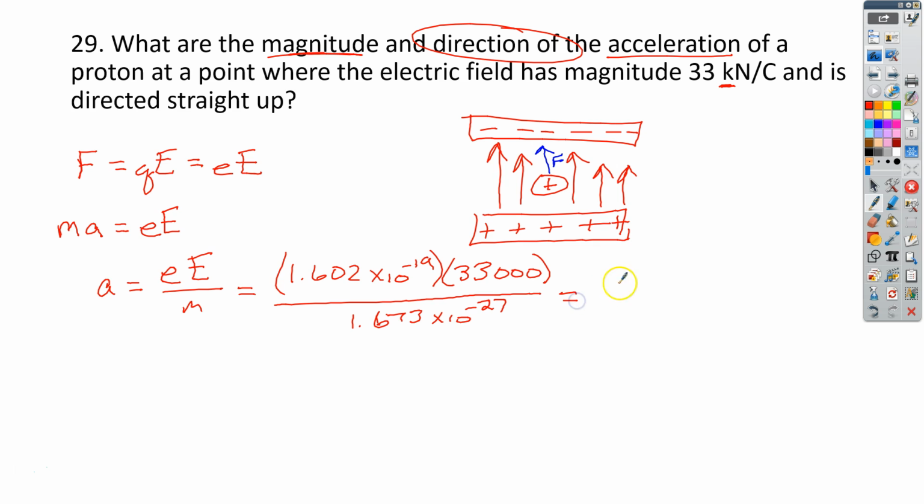If you go through and do your math, you should end up with 3.2 times 10 to the 12th meters per second squared, and that should be in the same direction, so we're going to say up. Since it asks for both the magnitude and the direction, if you don't have the direction, you'll miss a point. So you would definitely want to make sure you have your magnitude with the unit and then your direction, which is up. So that one is number 29.